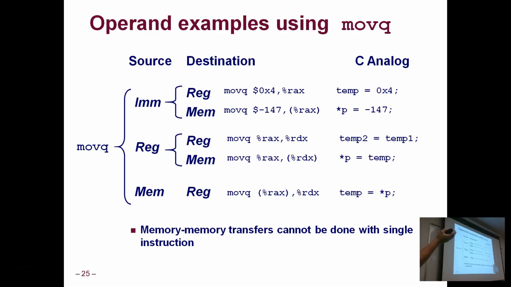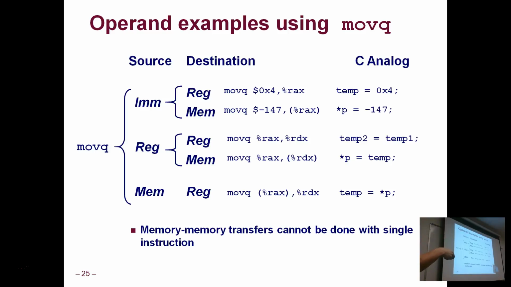So you've probably written that in your programs. If you have an immediate value and you store it in a memory location using parentheses RAX, this is like having a temporary pointer P that's loaded into RAX, and you dereferencing that pointer to store -147 into it. If you have a register-to-register move, so move quad RAX into RDX, this is the same as assigning a temporary variable to another temporary variable.